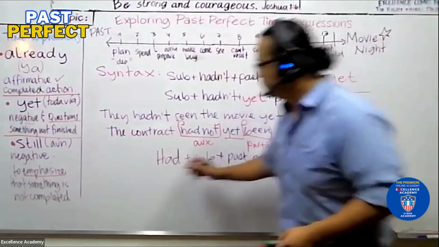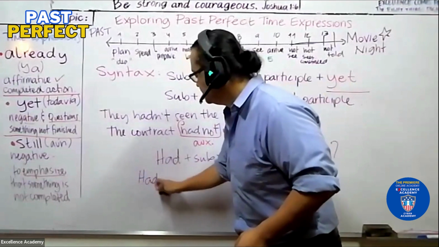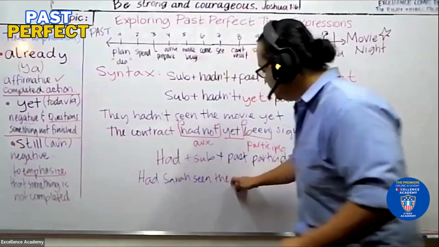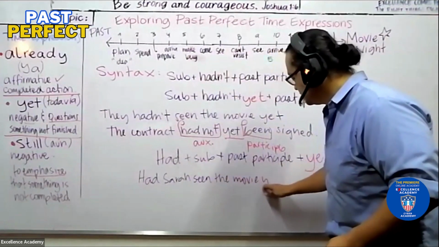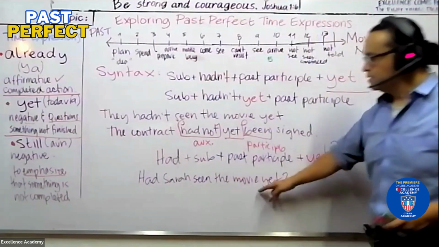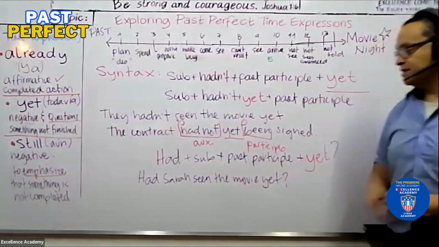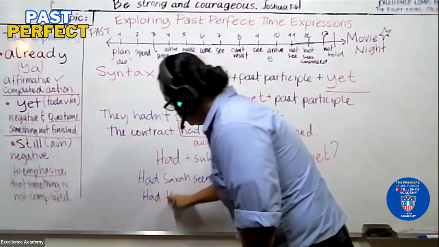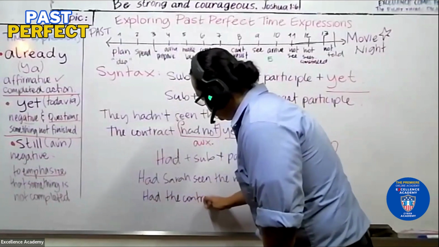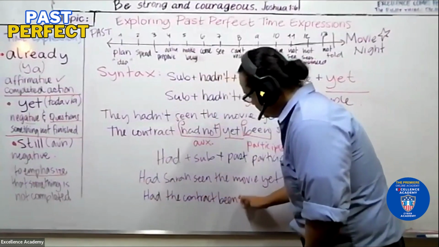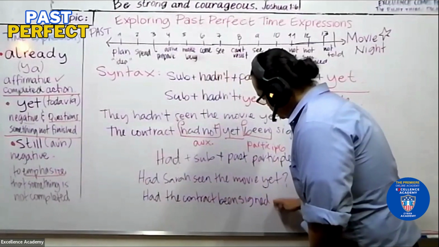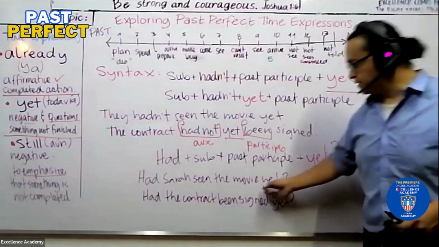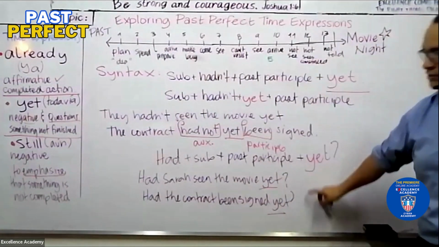So let's say, had Sarah seen the movie yet? Formal, right? At the end. So had Sarah seen the movie yet? Let's say, had the contract been signed yet? So there you go. In the question form, we'll put the yet at the end of the question structure.